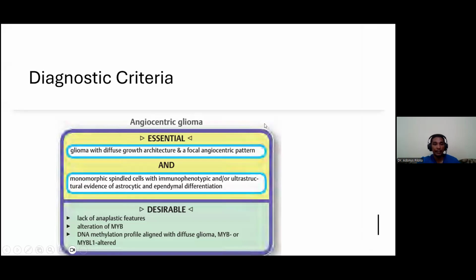The criteria essential for the diagnosis include a glioma with diffuse growth architecture and a focal angiocentric pattern, and monomorphic spindle cells with immunophenotypic and ultrastructural evidence of astrocytic and ependymal differentiation. Desirable are lack of anaplastic features, alteration of MYB, and a DNA methylation profile aligned with diffuse glioma, MYB or MYBL1 altered.